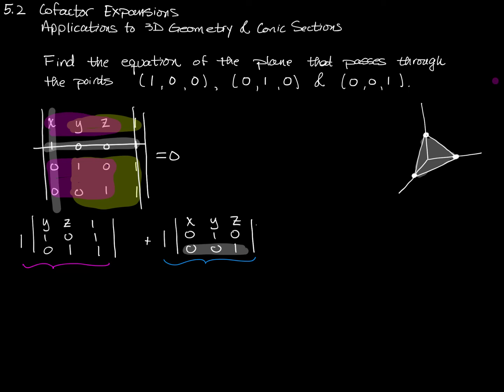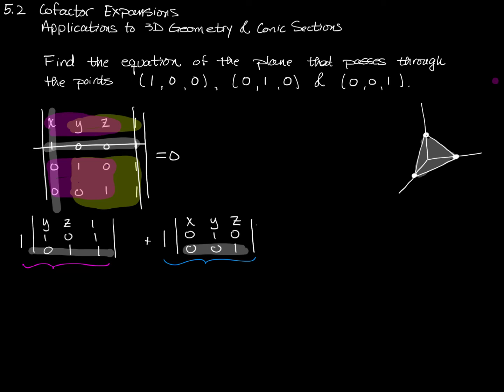So let's get started with this one. For my first one, I'm going to use this row. I could have used row 2 instead, but I'm going to use this row. And I only need to compute 2. I don't need to compute this one here because of the 0. So I need to compute the minor and cofactor for this entry and the one for this entry. So let's see, how do I want to go about doing this?